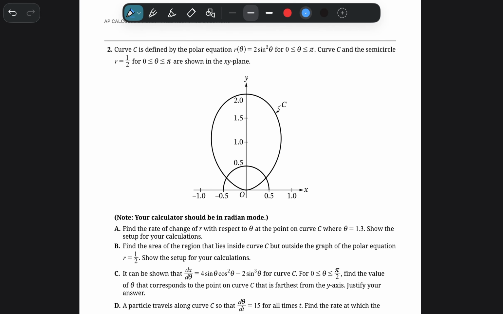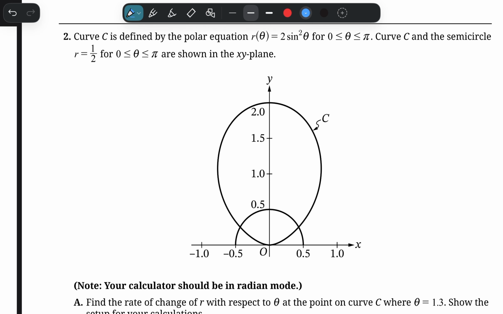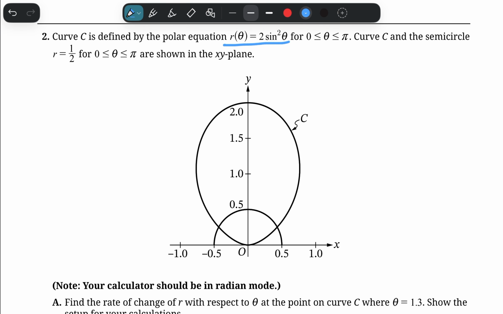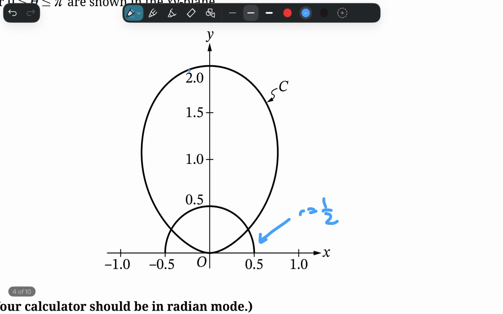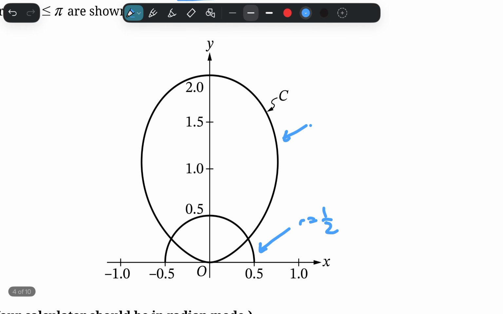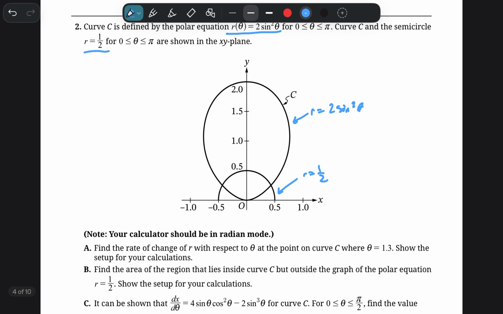So we have a polar equation. We have two polar equations actually. One is given by r of theta equals 2 sine theta squared, and the other one is r equals 1/2. Now, let's quickly identify these two polar curves. This one right here is r equals 1/2. And this oval shaped polar curve here is r equals 2 sine theta squared. Okay, let's move on to the parts.